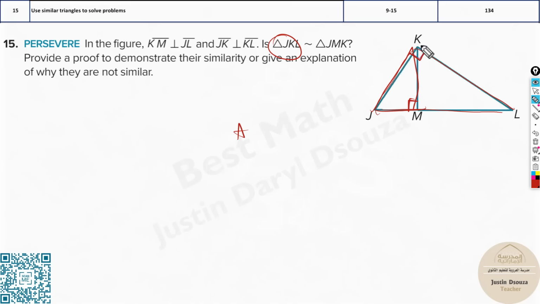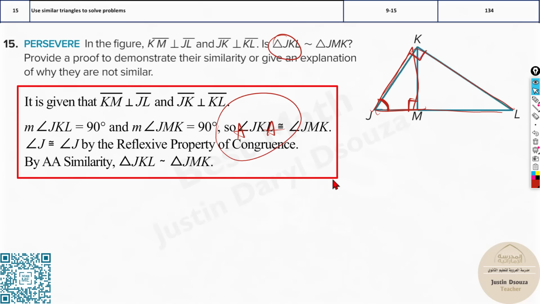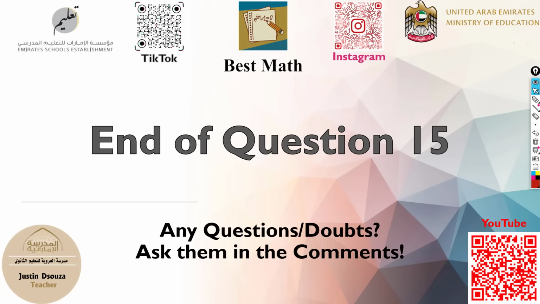JKL is congruent to KJM because these two triangles have a common angle. So there are two angles equal. So then the third angle must be equal. So because of AA similarity, we can easily tell they are similar. So that's the thing. We can easily prove them. And that's the end. Just some reasoning is required.